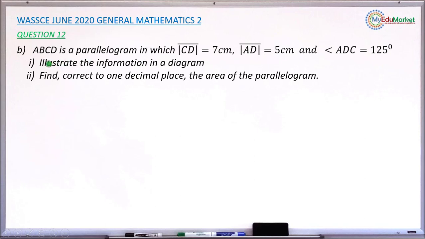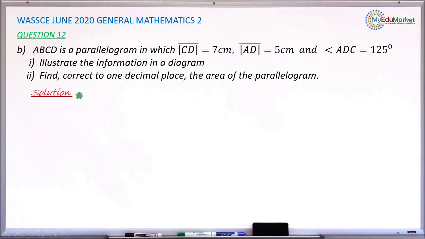Roman 1: the question asks us to illustrate this information given in a diagram. And Roman 2: you are asked to find, correct to one decimal place, the area of the parallelogram. So let's attempt to answer these two questions together.